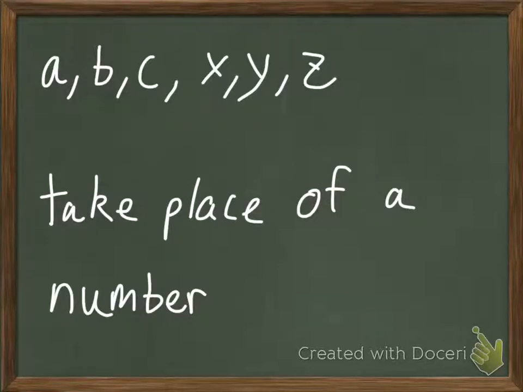Well, some examples of variables are a, b, c, x, y, or z. Basically, they can be any letter or any kind of symbol that we want to use. And all a variable does is it takes the place of a number. So all it is is a placeholder. So when you see an x somewhere, all it is is a number, but we don't know what number it is. The nice thing about that is that we can add, subtract, multiply, and divide with these variables.